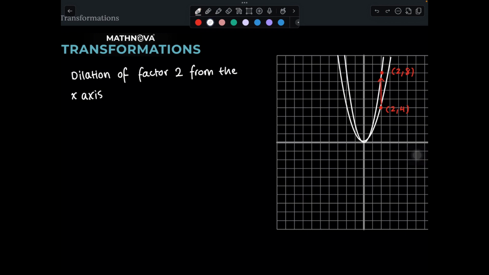So what our graph would become here is y equals x squared is our original. When we apply this transformation, we get y equals 2x squared. So it's very easy. You just multiply the entire equation by whatever number you want to dilate by. So if I wanted to triple all of the y values, I would get a dilation of factor 3 from the x-axis, and that would become this.